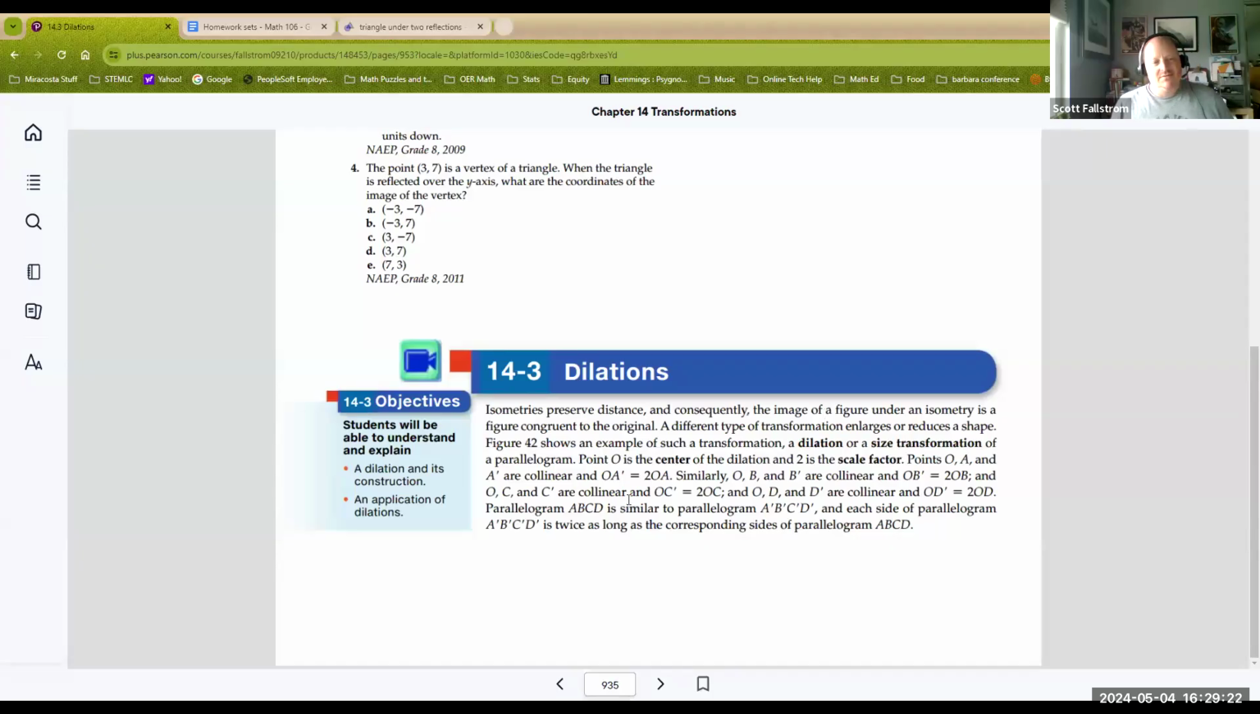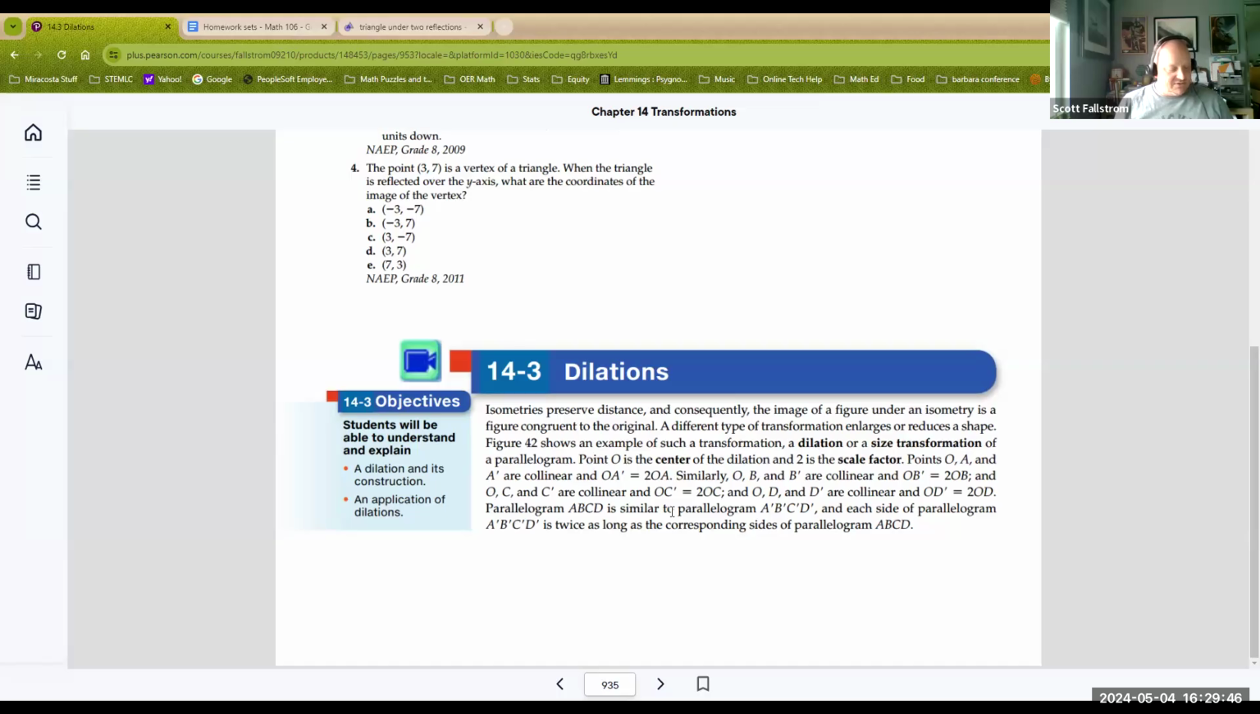Hello, students. This is it, the last section of the book. 14.3, talking about dilations. So dilations are similar to what we've done before. Isometries preserve distance, but dilations do not. Dilations do not preserve distance because we're going to be stretching things out. However, it will preserve angles.